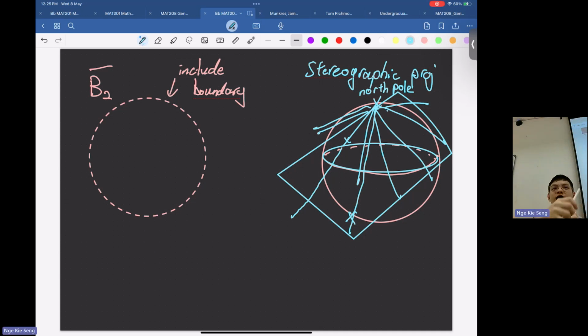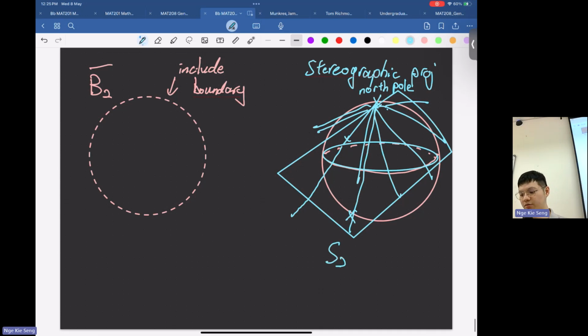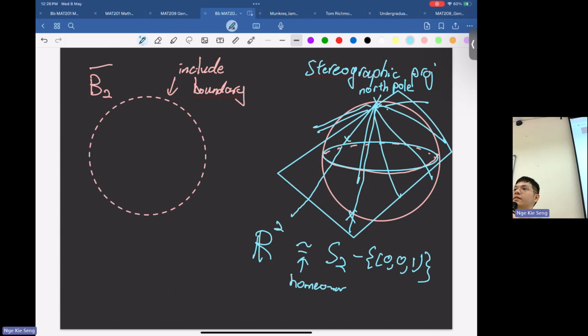So this is a stereographic projection. Later we'll write down the formula, so for now just listen to the concept first. In this way, we can create a homeomorphism from S2 without the North Pole to R2. Let's denote this as a homeomorphism formula. For R2, maybe we draw the normal XY axes.